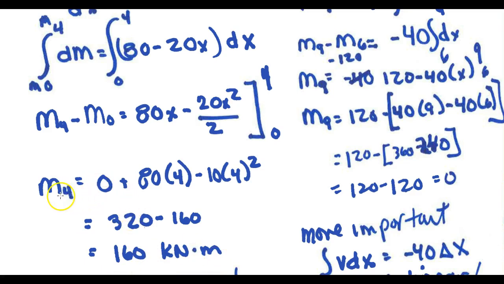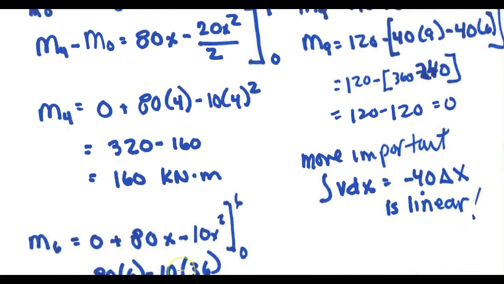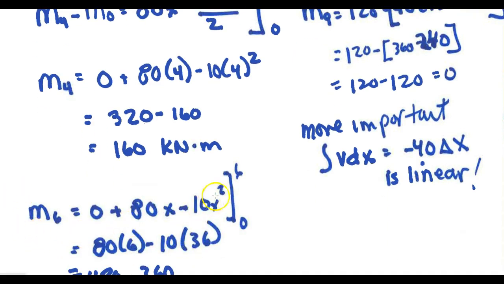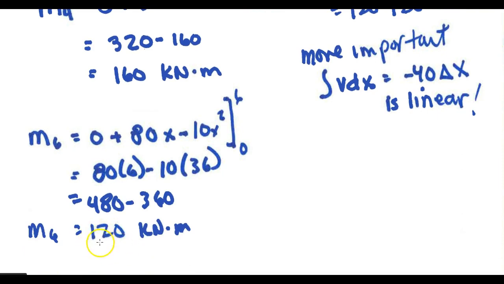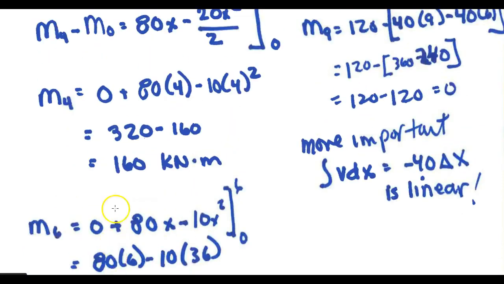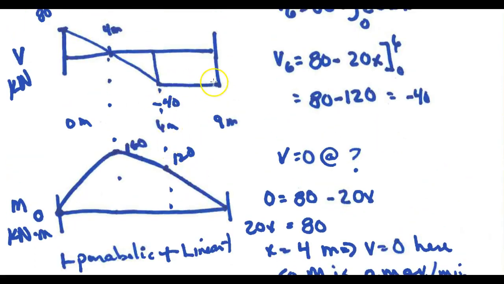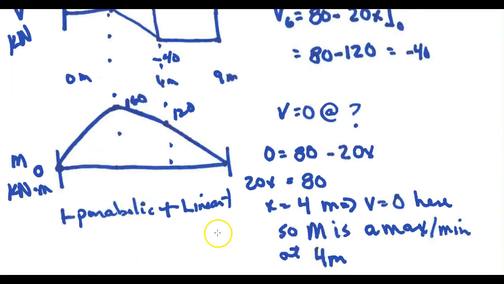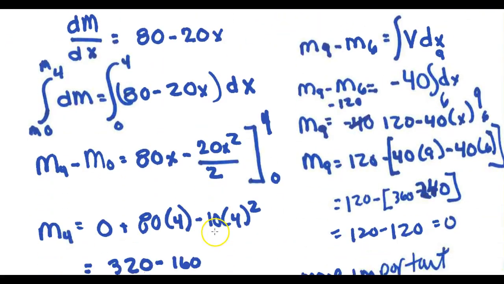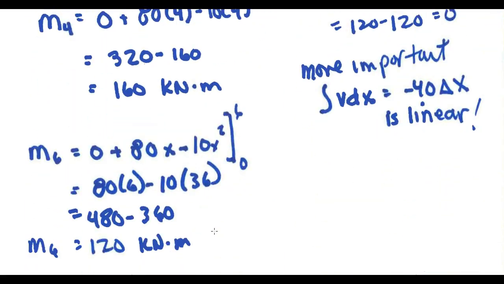The next part is I still need to know what happens between 4 and 6 meters. I can do the same thing, only now going between 0 and 6, and I get M at 6 is equal to 120 kilonewton meters. So if I go back to my diagram, the moment diagram goes from 0 to 160 parabolically, back down to 120 parabolically, but then at 6 meters the line becomes linear because shear is no longer a function, it's a constant function. It has a constant value of negative 40, so I go from 120 to 0, and I can prove that out with the math as well. But it's all built into both the graphs and the math.